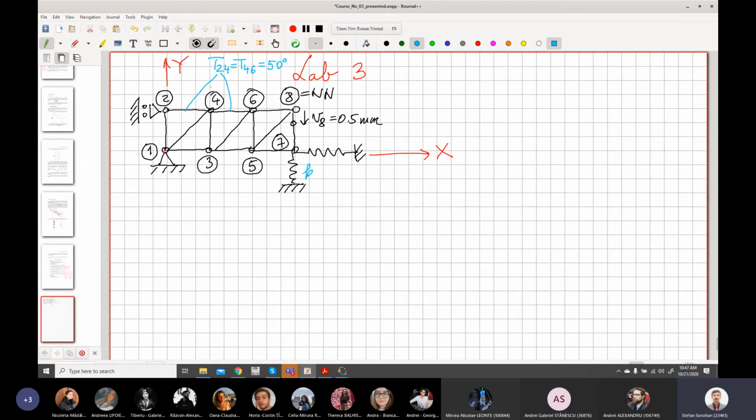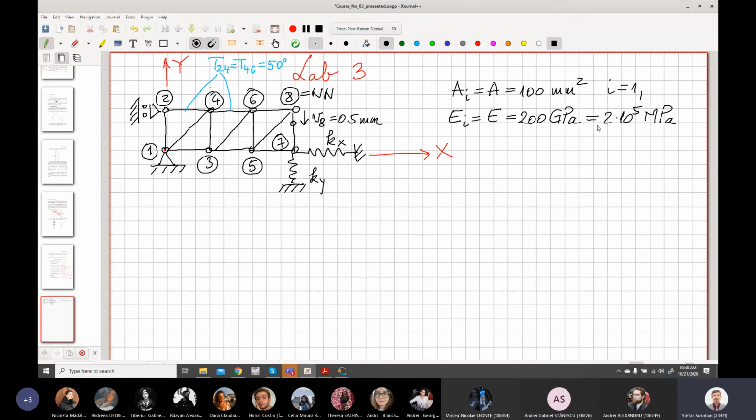Sorry, let's change the color. So let's put for this one ky because it is along the y direction, and this is kx. Okay, and again, let's suppose that all the elements have the same cross-section area, and I will take 100 millimeter square. Let's suppose that all the elements have the same Young modulus, and this is, let's say, steel. This one is 2 times 10 to the power 5 megapascal, because here it is gigapascals.